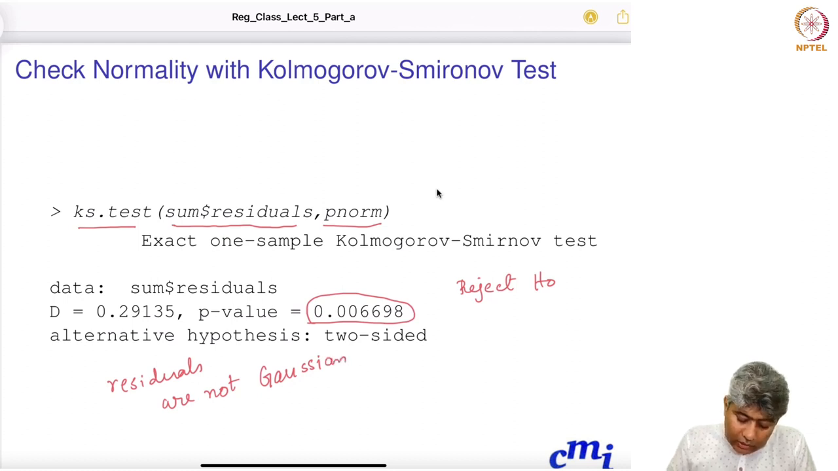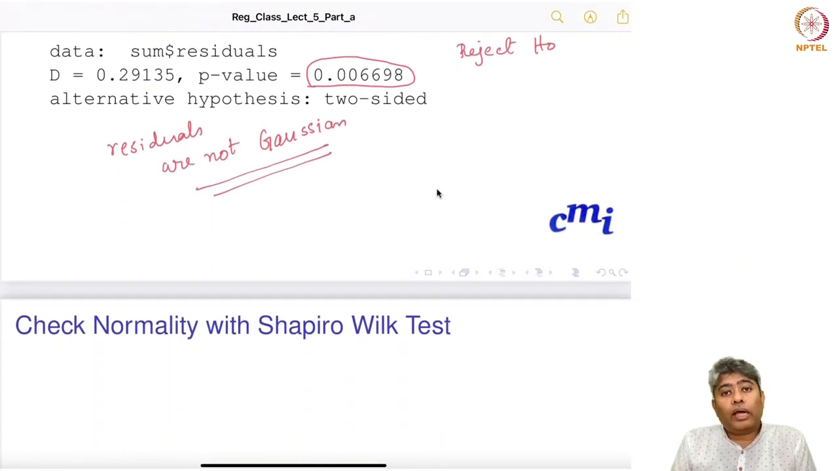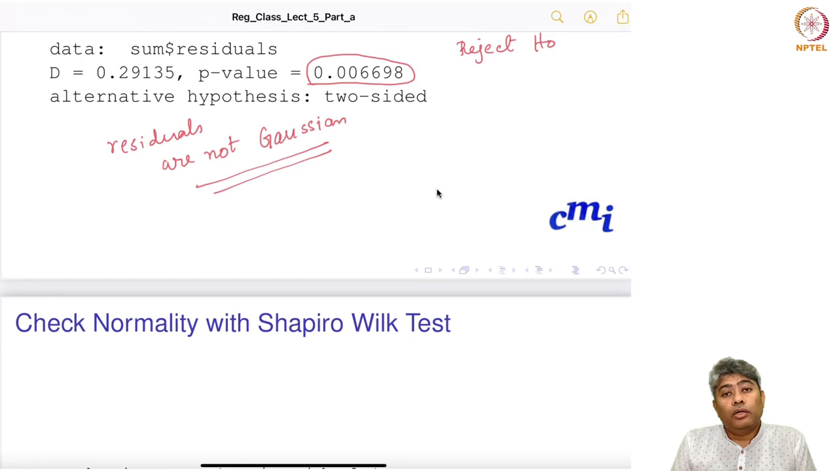And I have often found in my career that many times residuals actually do not follow a Gaussian. For example, financial data rarely follows a Gaussian distribution. So it is a very strong assumption in regular classical regression methods that residuals follow a Gaussian distribution.